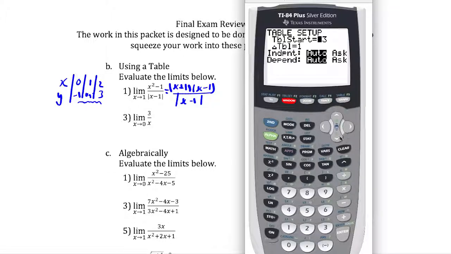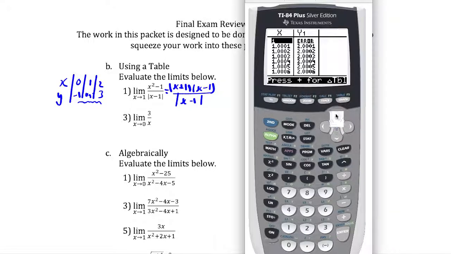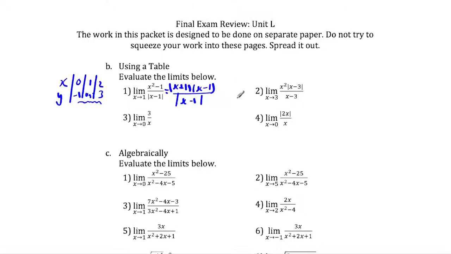If I go to table set, I can make sure that I start at 1 and then change this to something small like that. But now when I go to the table, look at where we're approaching. From the left, we're going to -2. From the right, we're going to +2. So that means that the limit does not exist. So I'll get rid of all this. I really recommend you just use your calculators for those.